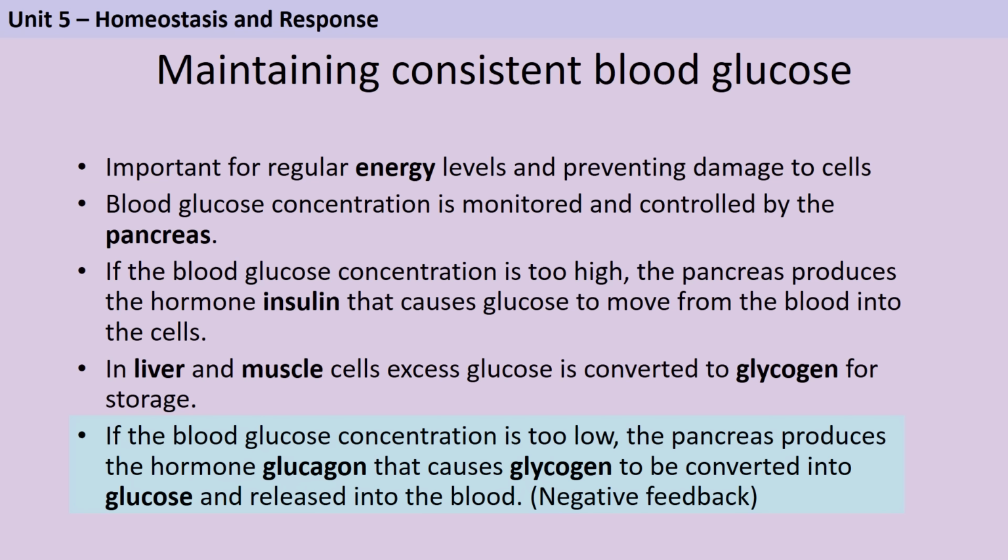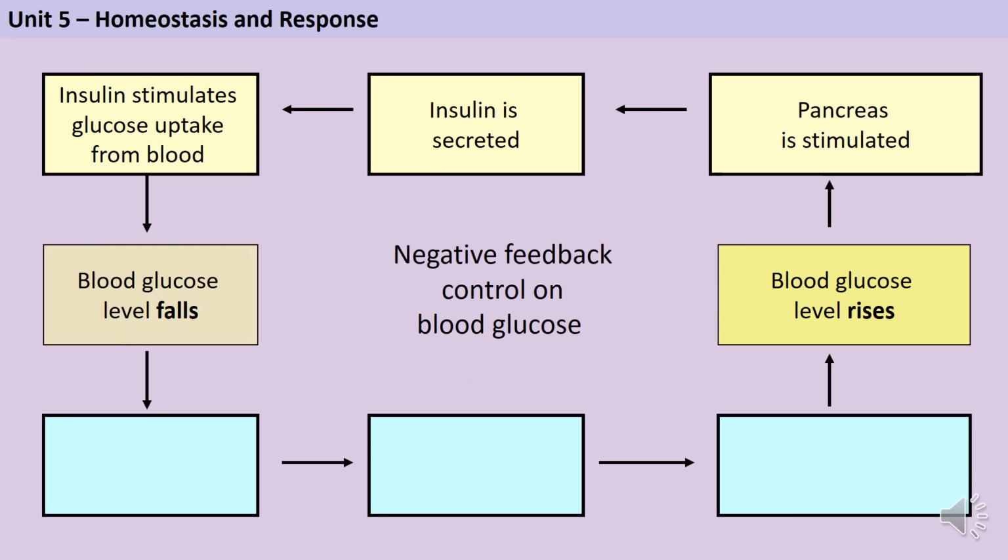If you're doing higher tier, you also need to know what happens when the blood glucose gets too low. Then the pancreas produces a second hormone called glucagon, and glucagon causes glycogen to be made back into glucose and released back into the blood.